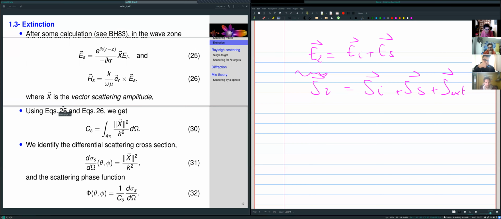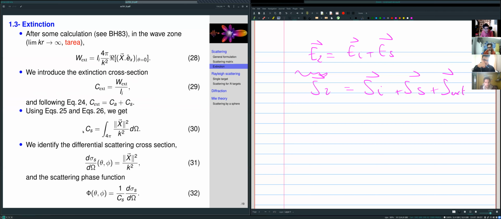Equations 25 and 26. Okay, so this is where we relate the scattered and the incident fields. Given that the scattering cross-section is given by this angular integral, we can identify here the differential scattering cross-section, which would be just what's in the integral here. So this is a way to calculate the scattering phase function.